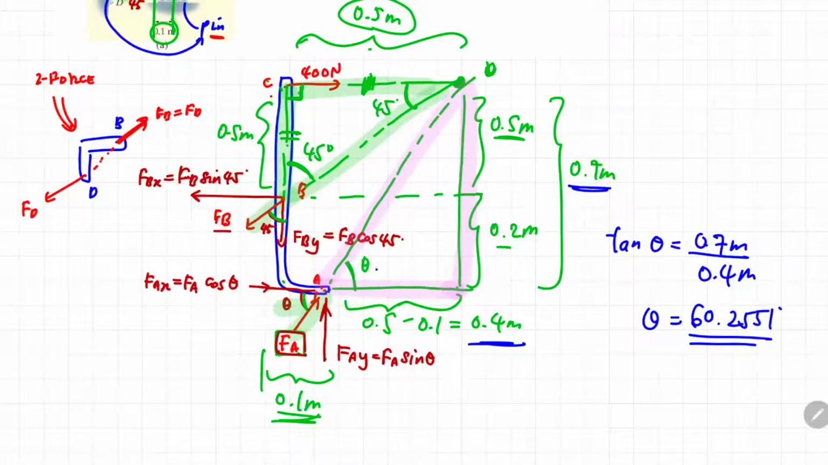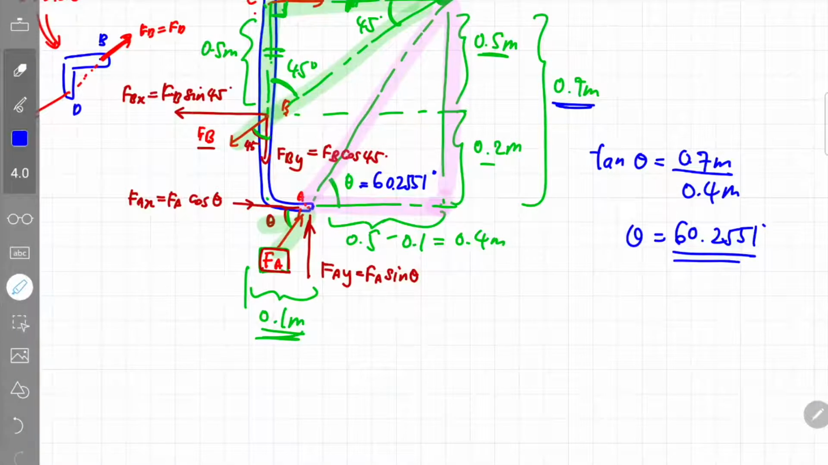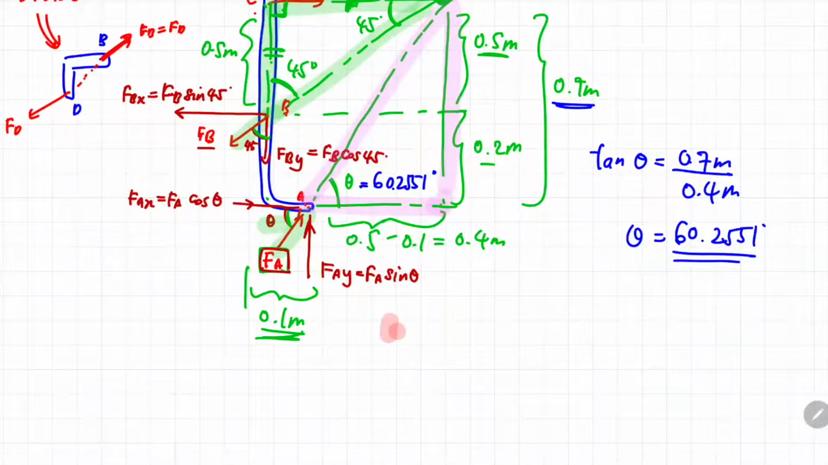So bila dah dapat the theta angle to be 60.2551 degree, then you can actually solve for this and also for this. Okay, now all the information are ready, then only we can apply equilibrium condition for our ABC punya level. I know it may look very confusing over here, but then you just try to bear with me, ya. Okay, so in equilibrium, Allah, jadi highlighter pula dia. Okay, let me just change the mode.